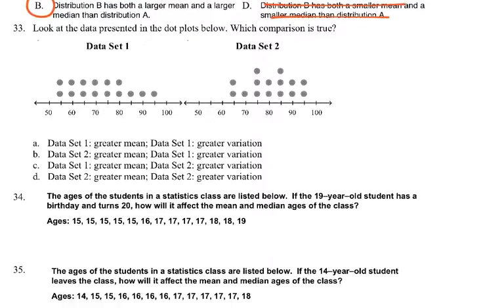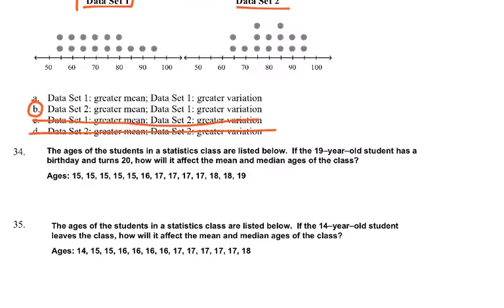Okay, now let's look at 33. Data set 1, data set 2. So we're looking, which one do we think has the greater mean? Which one has the greater variation? Well, I'd say data set 1 has greater variation. So I don't think it's C or D. Looking at this, I would say probably data set 2 has the greater mean. So I would go with B.